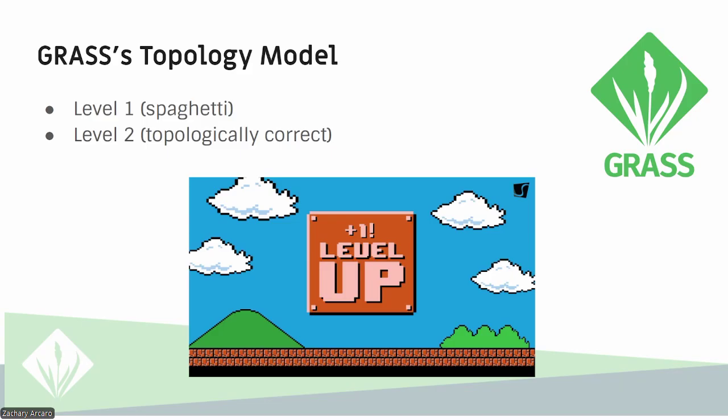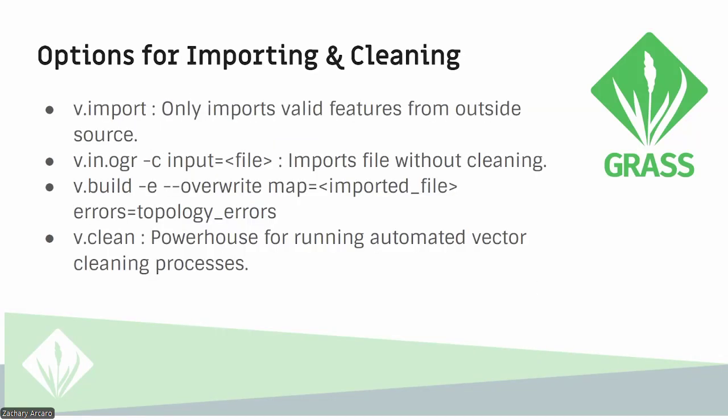There are two levels of topology in GRASS. Level one is your spaghetti model. Don't blame me, that's in the documentation. Personally, I feel like it's a broken spaghetti because it's a crime. But you have level two, which is your topologically correct and super cool form of data, which you can create within GRASS, and even outside of GRASS, but using GRASS. So here's a long list of options for being able to clean your topological data.